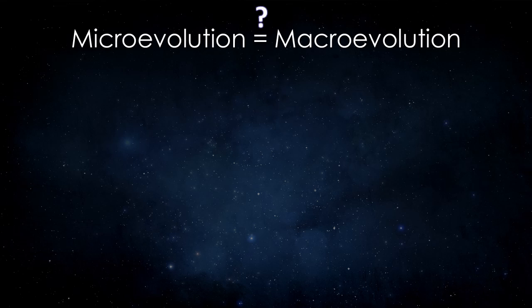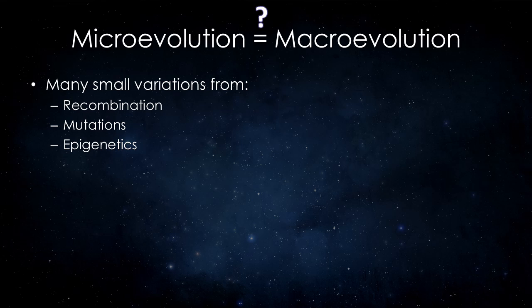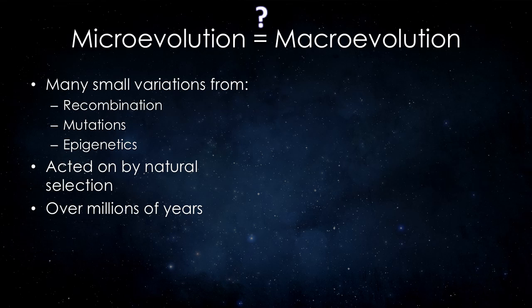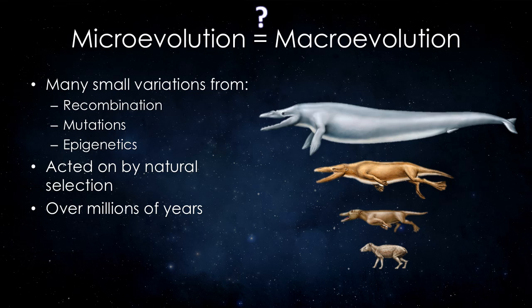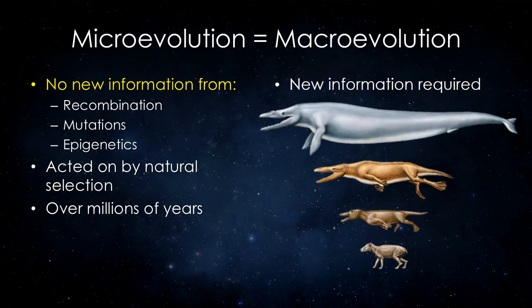As you have learned, many scientists equate microevolution with macroevolution. They believe that many small variations, acted on by natural selection over millions of years, result in major changes. But because the major changes necessary to create new body plans and processes require new information, and these sources of variation do not produce new information, other scientists, even some who believe in evolution, question whether these sources of variation combined with natural selection are capable of producing macroevolution.